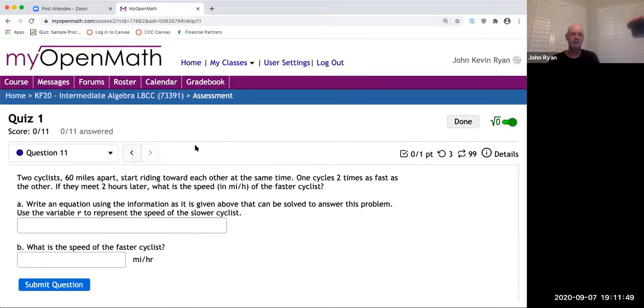We have two cyclists that are 60 miles apart, start riding toward each other at the same time. One cyclist is 2 times as fast as the other. If they meet 2 hours later, what is the speed of the faster cyclist? And then they want us to write an equation as well as solve it. So we will do that. They also ask us to use the variable r to represent the speed of the slower cyclist. So feel free to take a screenshot of that if you'd like, but I am going to go back to my other camera.